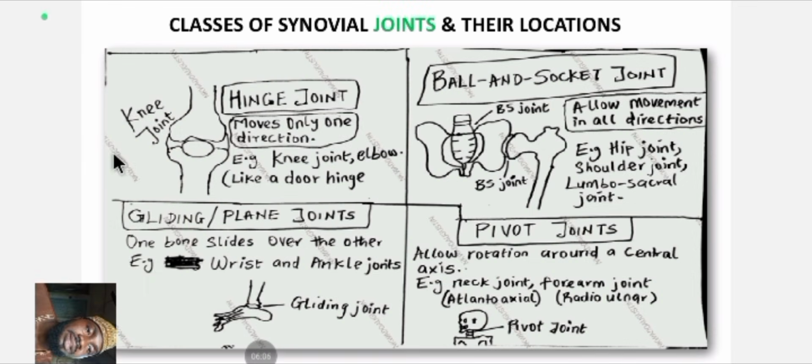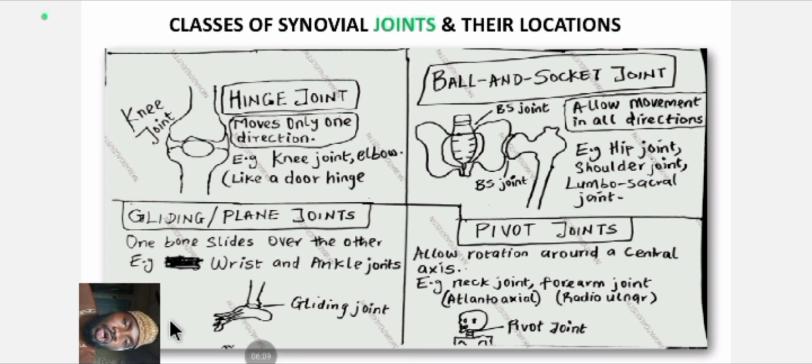All right. Now, this is the diagram containing all the joints and where they are easily found. Okay. For the hinge joint, it mimics the hinge of a door and it's found in the knee. This is the most common part, and the elbow, like a door hinge. All right. Then the ball and socket joints. Okay, the ball and socket joint on the top right of the diagram. It allows movement in all directions, all planes.